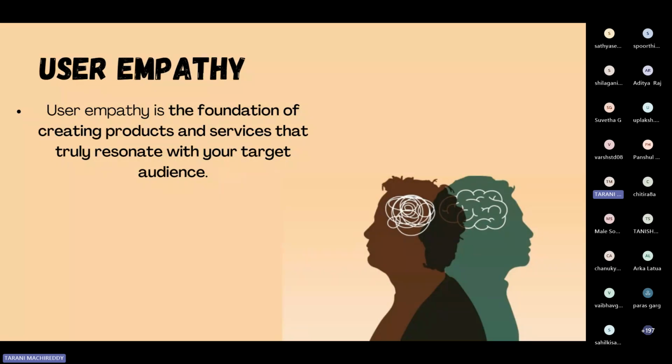It is the user experience design which actively listens and observes the users, engaging with their stories and getting feedback from them, and then we create a solution that truly resonates with them. So that's what user empathy generally means.